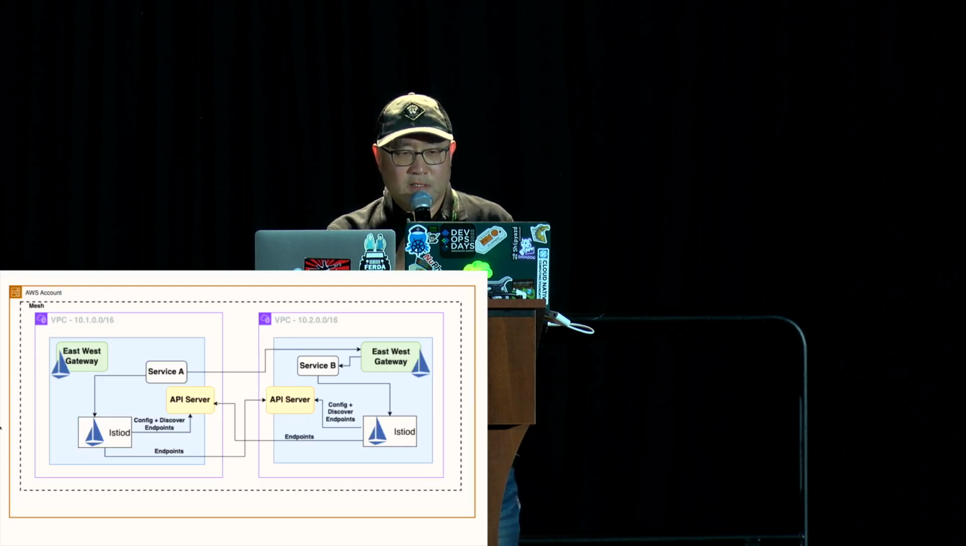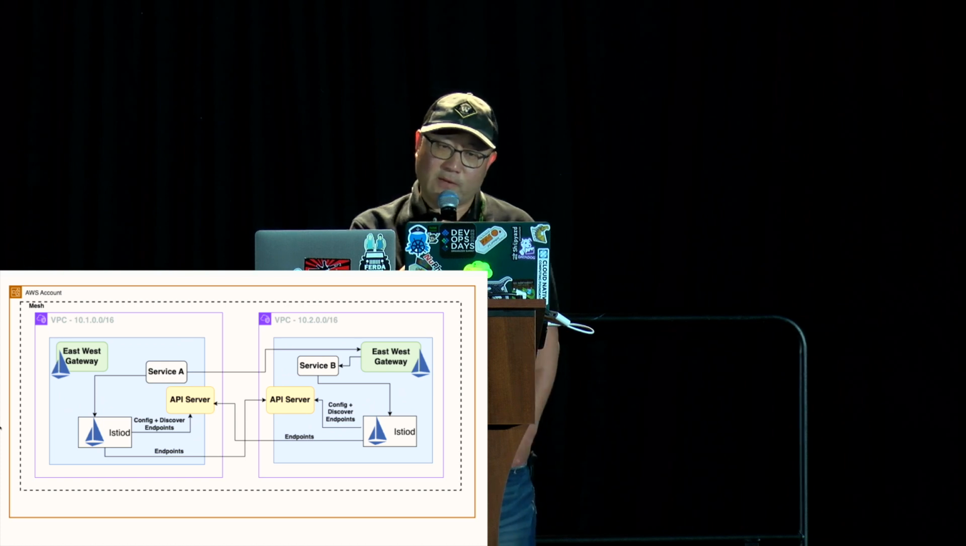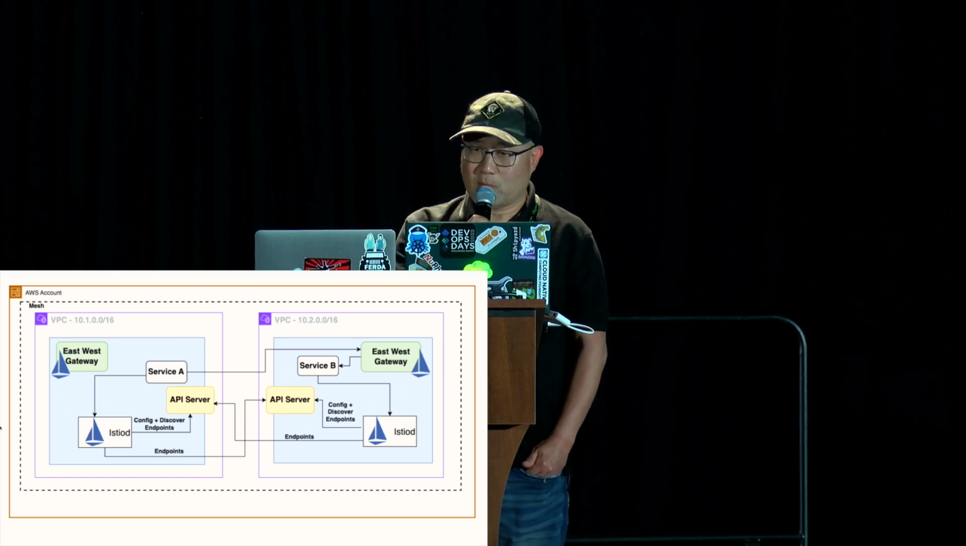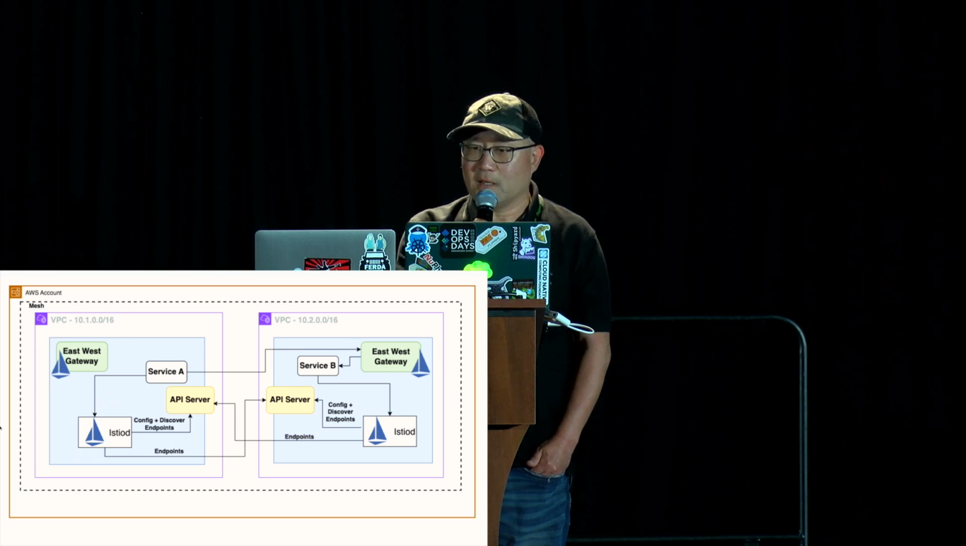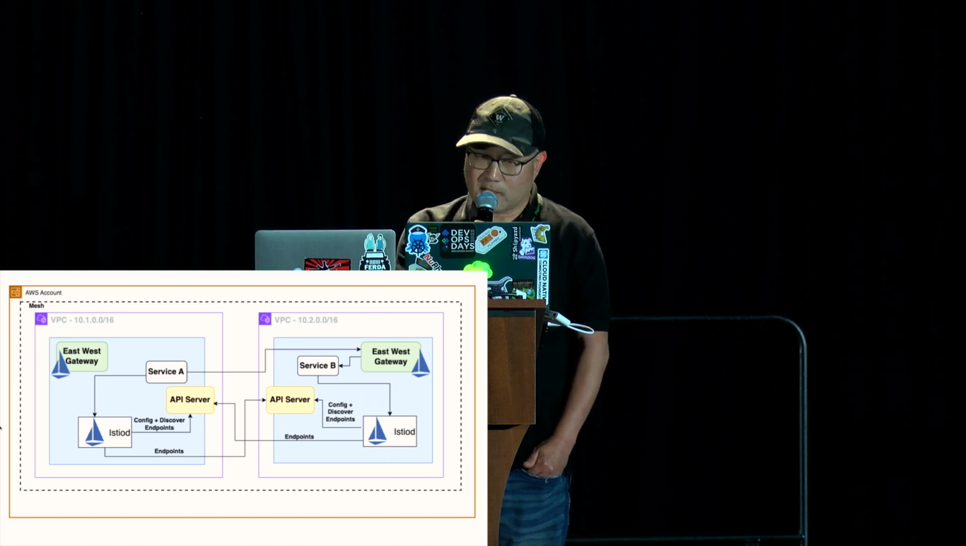So the Istiod needs to reach out to the EKS API server on the opposite cluster so that it can finish the service discovery. Once it's done, service A is able to route the traffic from service A to service B via the east-west gateway, which is NLB in AWS. So how can service B trust service A's request in this case?